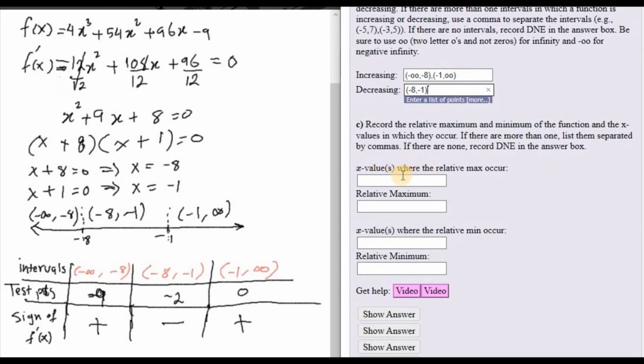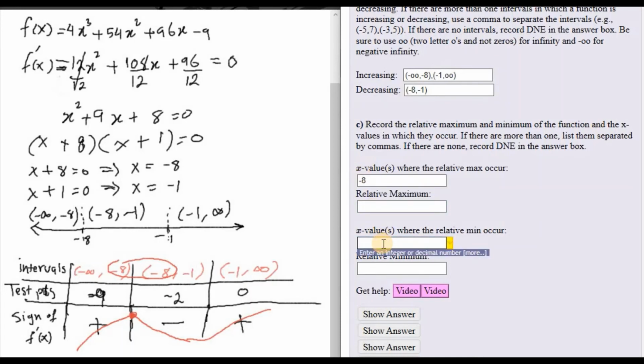So the x value where the relative maximum occurs is basically where the function goes from increasing to decreasing, and that value happens at negative 8 in this case. Let me draw the picture for you. So the function is basically increasing here, and then it goes decreasing here, and then it goes increasing here. Notice how this point is a maximum and happens when x is equal to negative 8. So the value at which the relative maximum happens is negative 8.